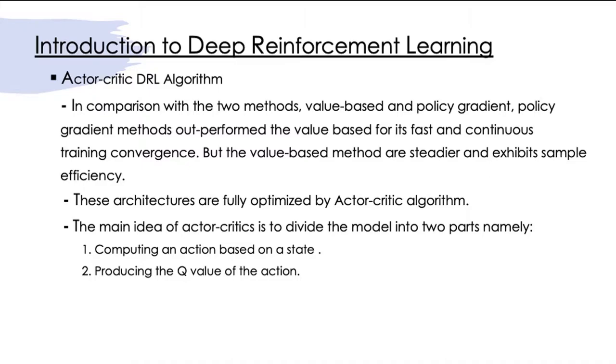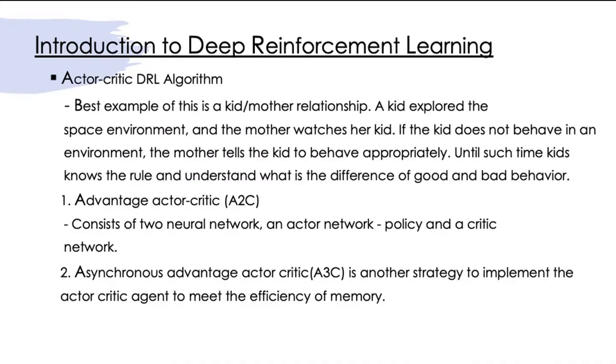The main idea of the actor-critic is to divide the model into two parts, namely computing an action based on a state and producing the Q value of the action. The best example of this is a kid-mother relationship, wherein a kid explores the environment and the mother watches her kid. If the kid does not behave in the environment, the mother tells the kid to behave appropriately until the kid knows the rules, understands the difference between good and bad behavior, and learns the process.